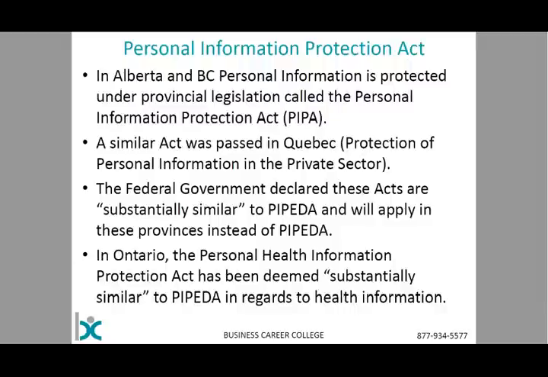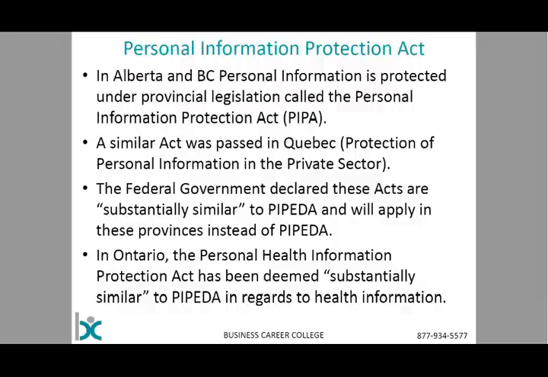So in Alberta and BC, both provinces have an act named Personal Information Protection Act, or PIPA for short, and PIPA protects personal information under provincial legislation. Now, a similar act was passed in Quebec, which is the Protection of Personal Information in the Private Sector Act, and the federal government declared that all three of these acts are substantially similar to PIPEDA and will apply in these provinces instead of PIPEDA.